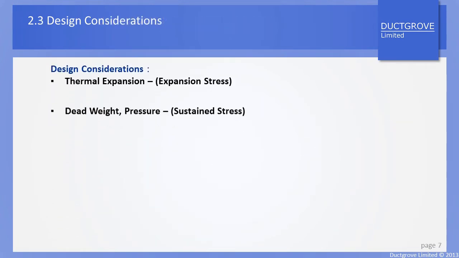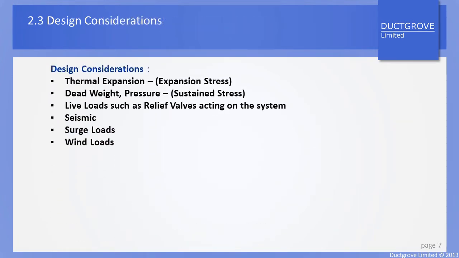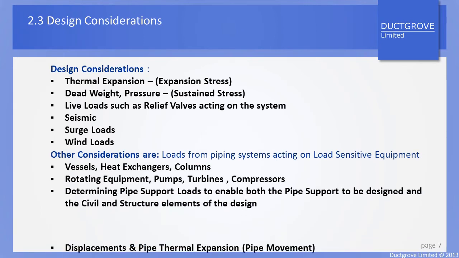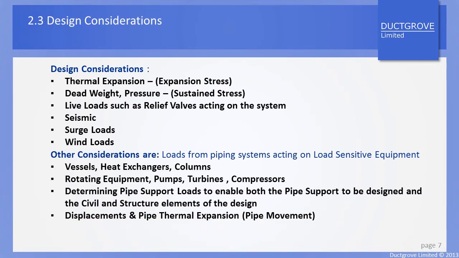Design considerations. When designing a piping system, thermal expansion, dead weight, live loads, seismic, surge and wind loads all need to be considered. Other considerations which affect the piping system are the connected equipment, i.e. vessels, heat exchangers and columns. Also, rotating equipment, pumps, turbines and compressors. All these need to be considered during the piping design and analysis of a system.